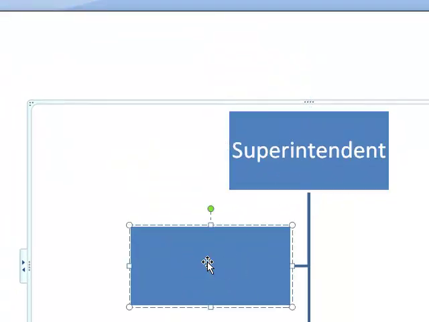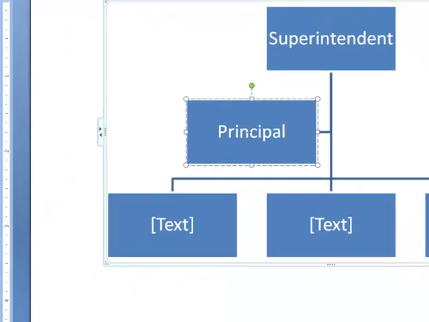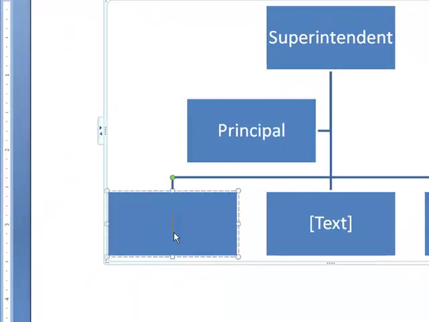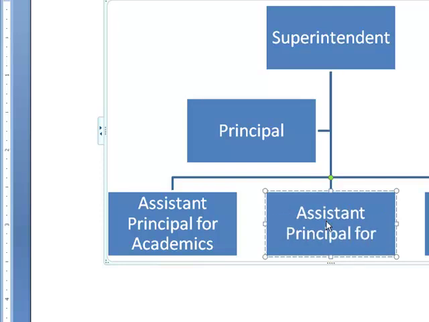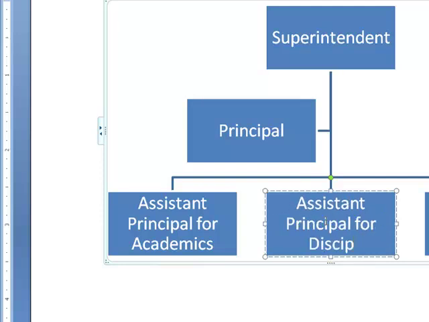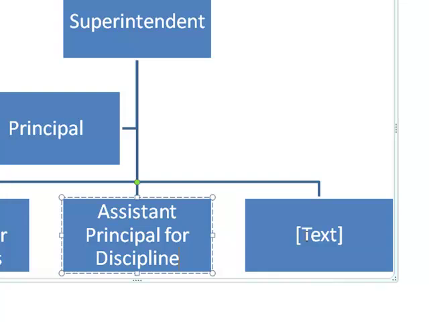the next level is Principal, and the next level are a variety of assistant principals. Assistant principal for academics, assistant principal for discipline, and assistant principal for faculty affairs.